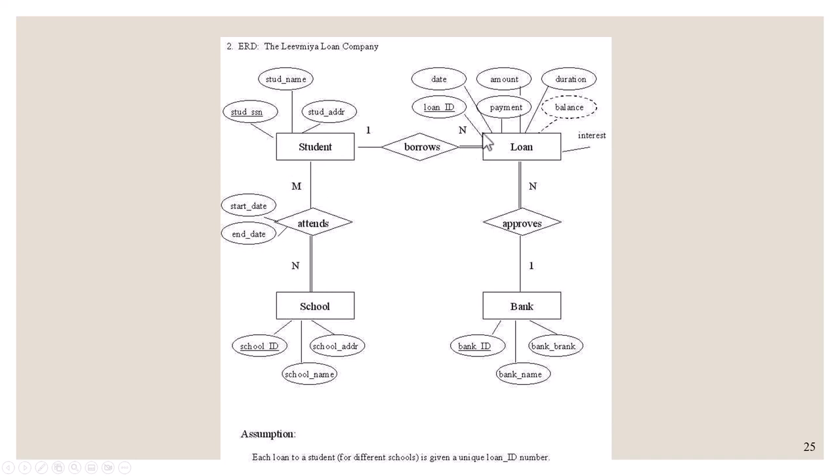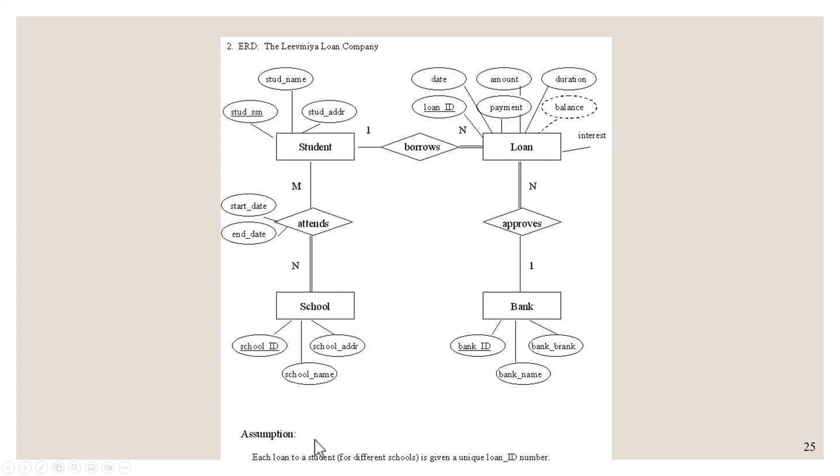And then balance here is a dotted line. So I don't think we have covered this. This just means that this is a derived attribute, meaning it can be calculated using other attributes here from the loan. So using the amount that they borrowed, the payment, the duration of the loan, and the interest rate, we are able to calculate what the balance is, right? So that's why this is a derived attribute, and we indicate that using a dotted line. Okay.